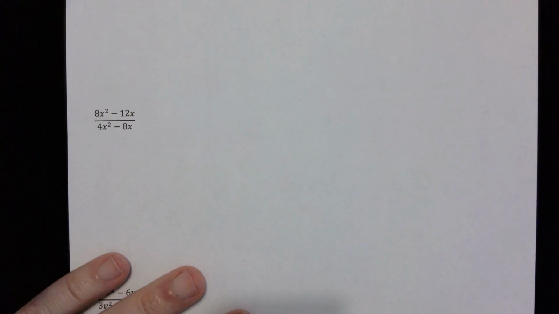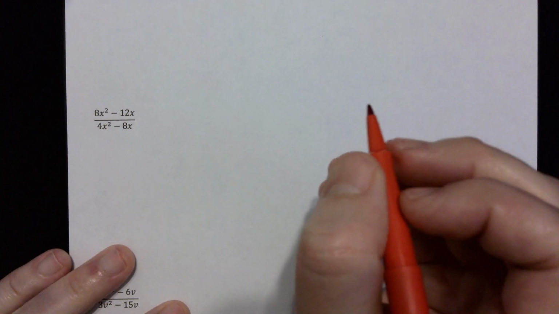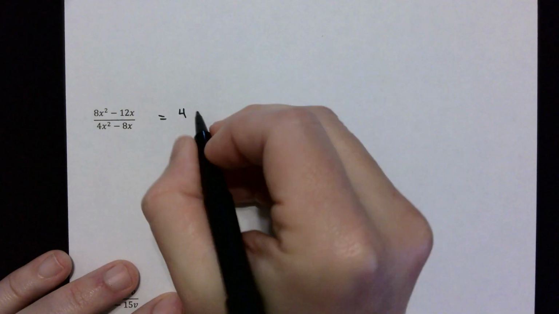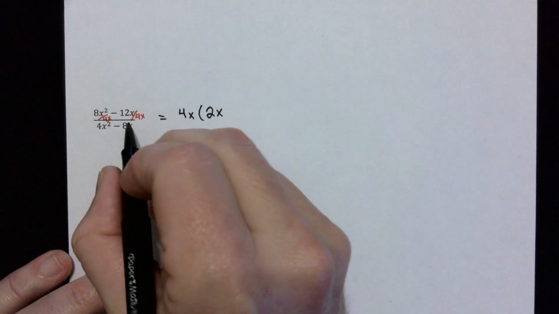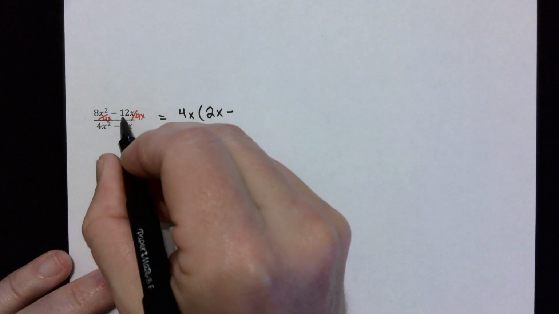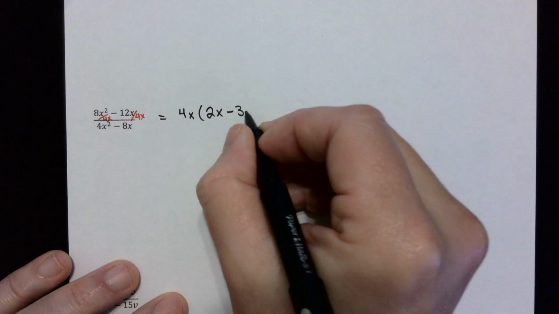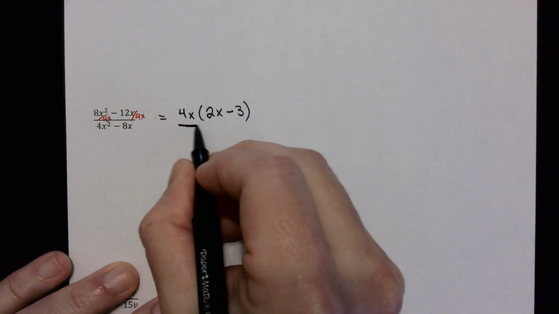Okay, next question. We need a number that divides into both 8 and 12 on the top. The biggest number that goes into both is a 4. And since they both have an x to give, I'll factor out a 4x. So we're dividing each of these terms by 4x. 8x squared divided by 4x: first of all, 8 divided by 4 is 2, and then x squared divided by x is just x. And on this one, we have minus, and 12 divided by 4 is 3, and the x's go away. So 2x minus 3 after we factor out a 4x.